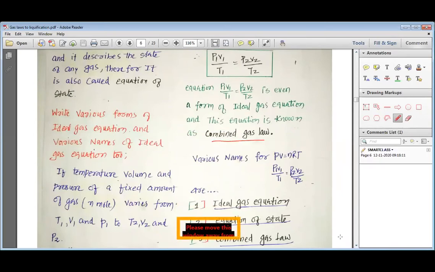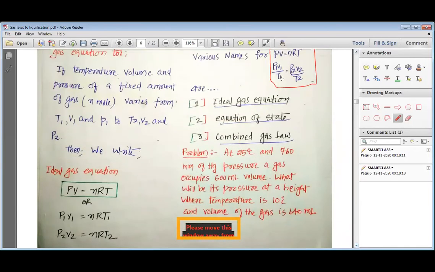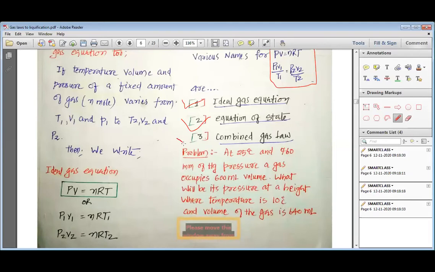So we can represent the ideal gas equation in these two different forms. We can write the ideal gas equation as PV = nRT. At the same time, we can write it as P1 V1 upon T1 = P2 V2 upon T2. And we call this ideal gas equation by these three names: ideal gas equation, equation of state, and we can even call it the combined law.